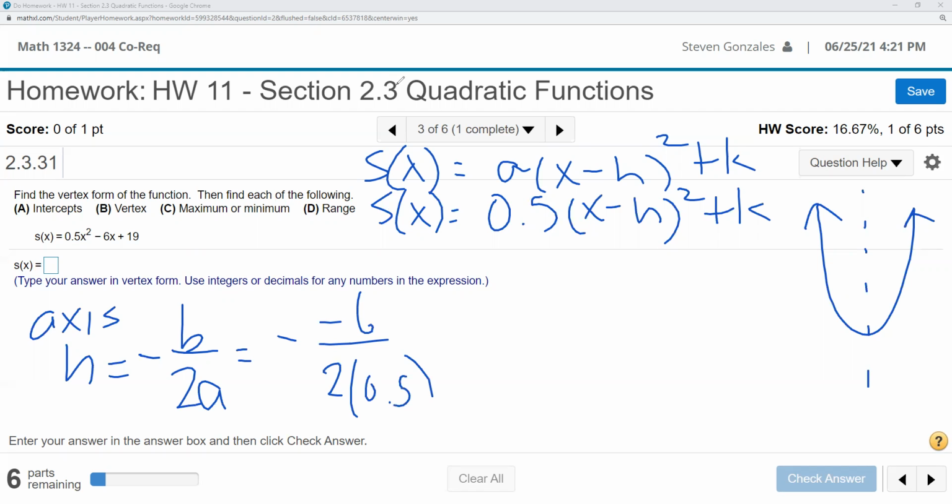The nice thing about this problem, the bottom is going to be 1 and the top is going to turn into +6. So we know H is going to be +6. And we also know that this bottom point is going to be +6. Let's find K.